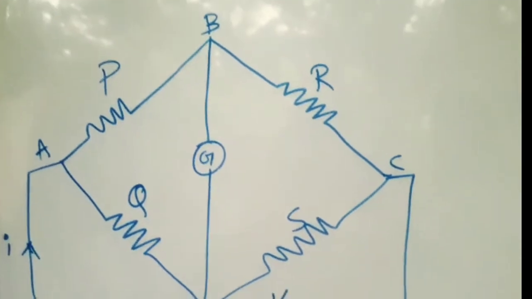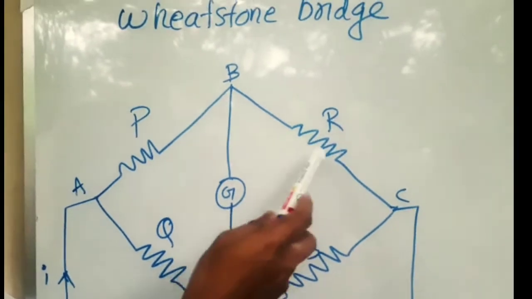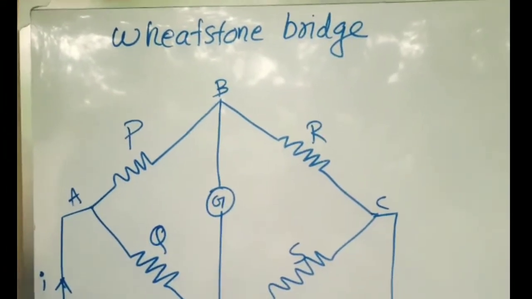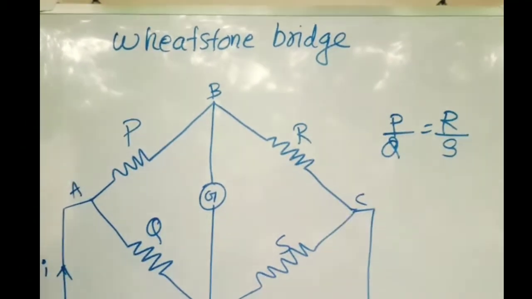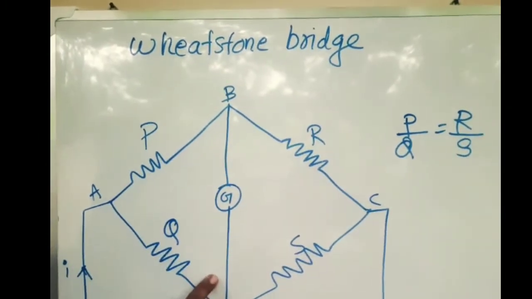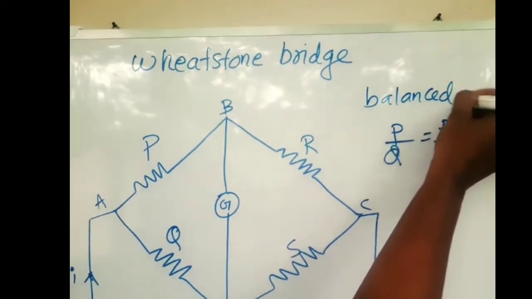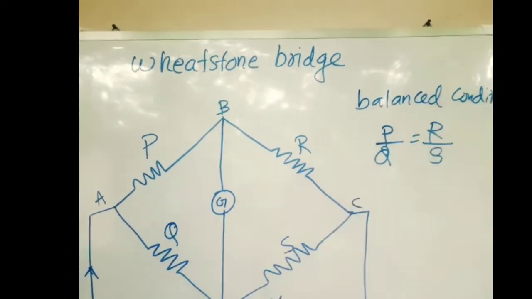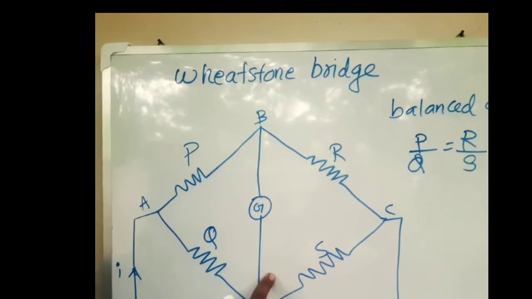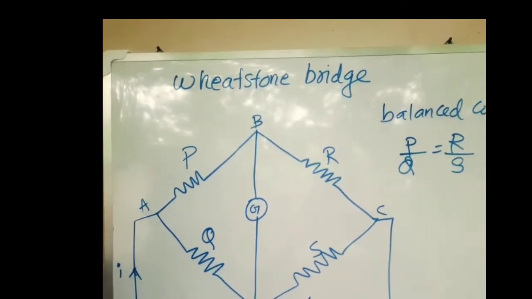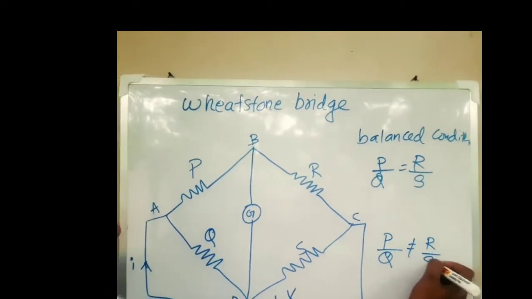We know that the Wheatstone bridge consists of four resistance arms P, Q, R and S, where R is the unknown resistance, and we are using this Wheatstone bridge under balanced condition such that P by Q equals R by S. Under such condition, there is no current flowing through this galvanometer. So, balanced condition, no current flows through galvanometer and we can eliminate this middle branch. Today, we are discussing about unbalanced condition where P by Q ratio is not equal to R by S.